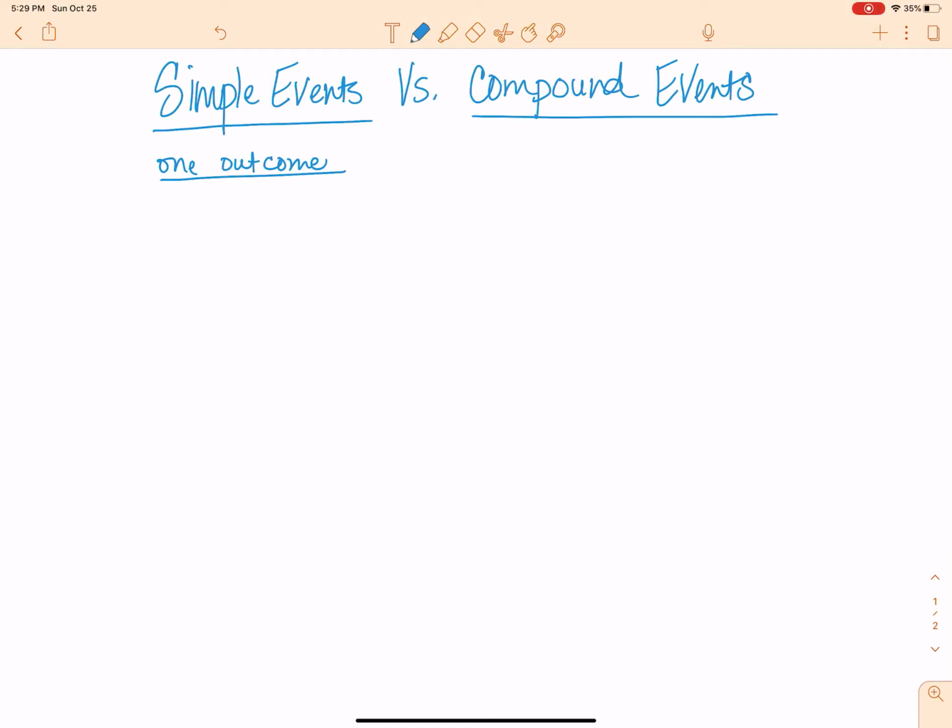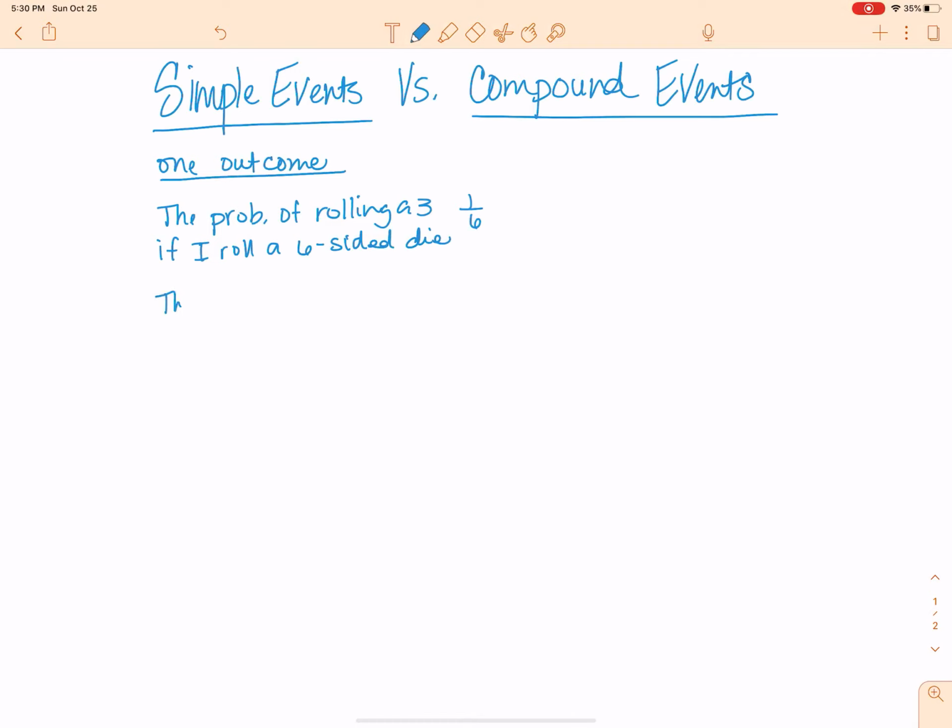So some examples of simple probabilities. The probability of rolling a 3 if I roll a 6-sided die. There's only one way that can happen. If I roll one die, there's only one event that can occur. That's a simple probability. What is that probability? Well, if it's a 6-sided die, the probability is 1 out of 6. That's pretty easy to understand.